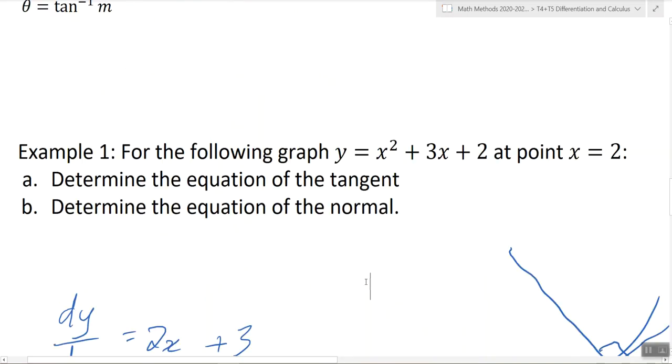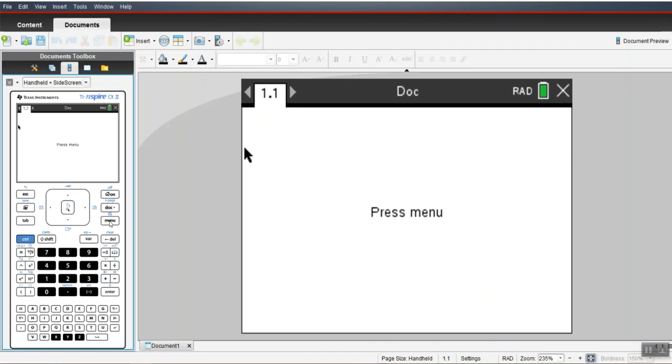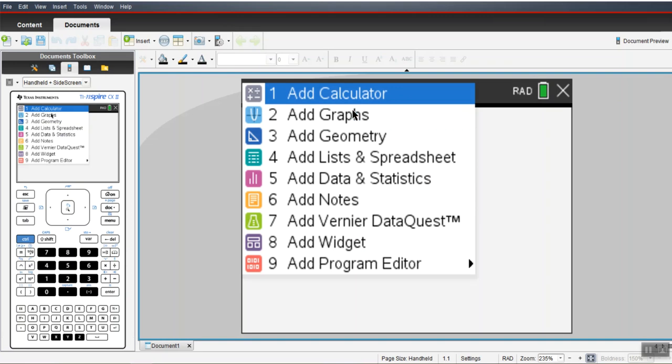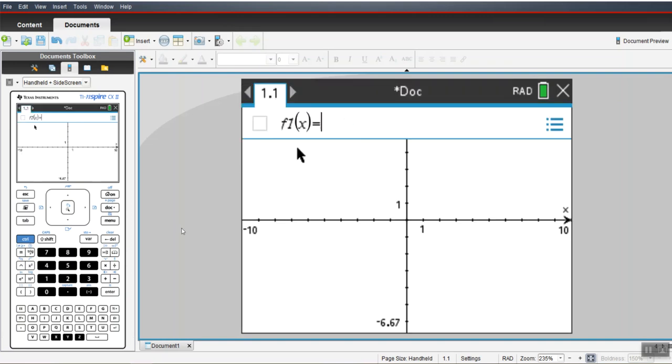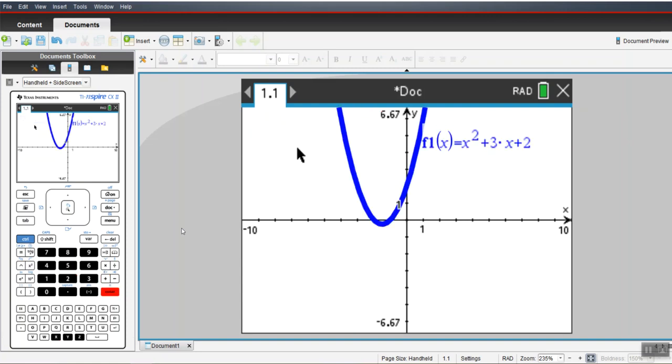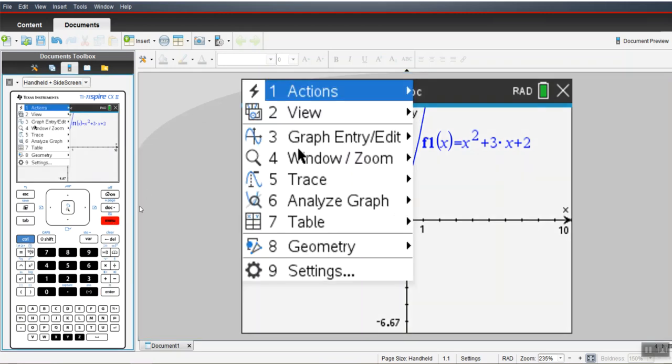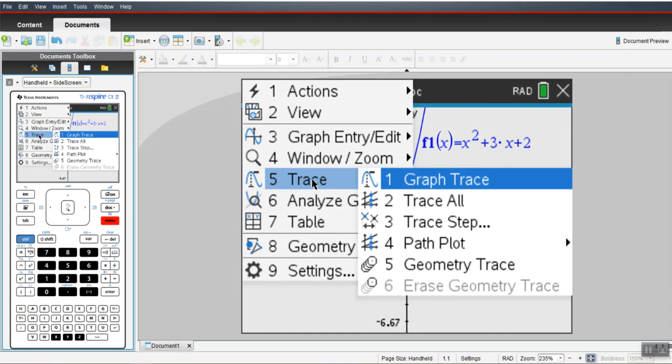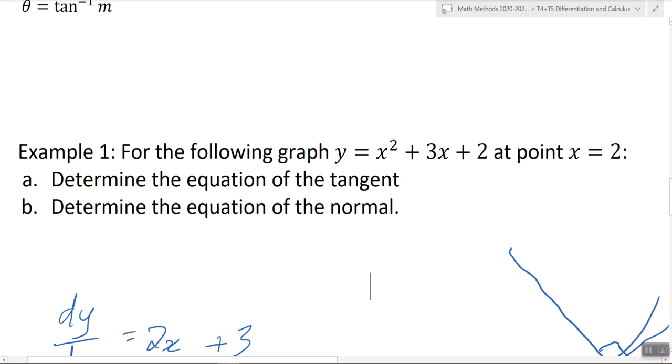Plus 2. So where should we start on our calculator? Get to graphs, menu, graphs. Who would have thought? And then we type in what? The equation. So let's start with the point because it's a bit easier, or at least I remember how to do it. Menu. Have you guys seen this trace function before? Yes. Yep. And what was the point that it gave us in the example?